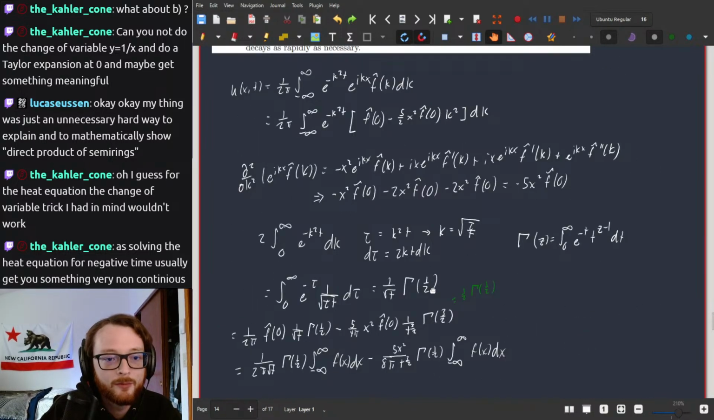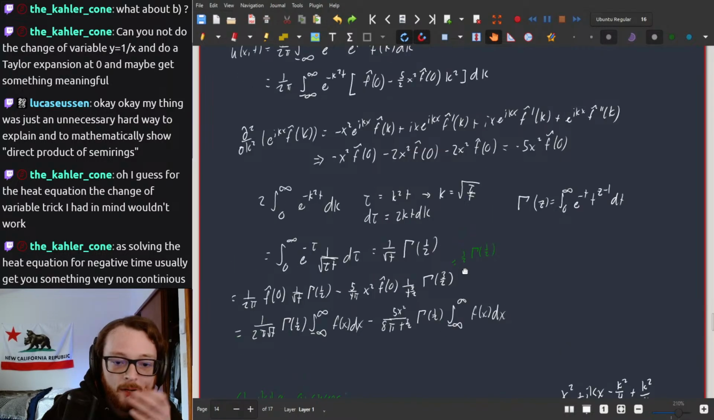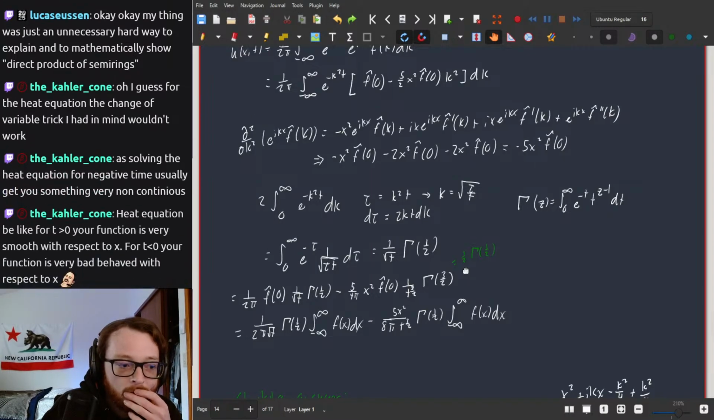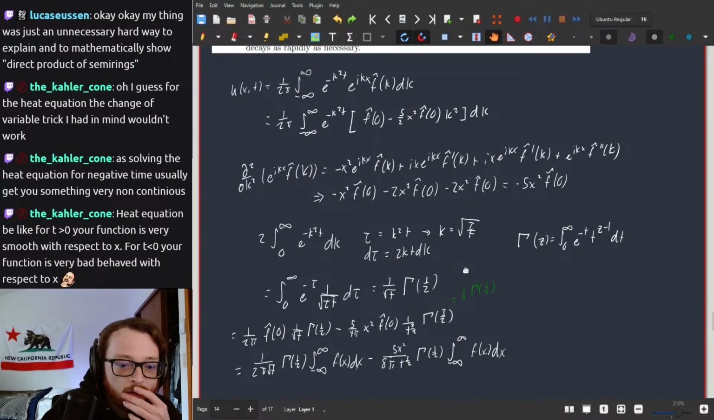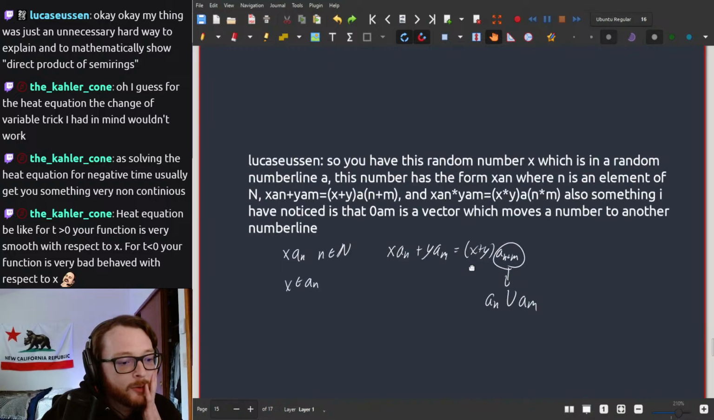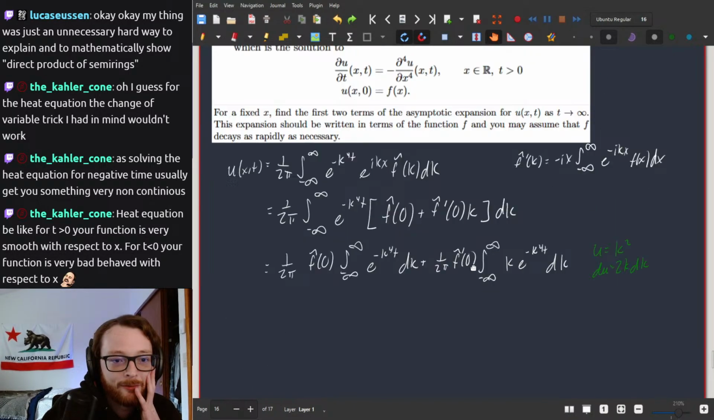So wait, what did I do? Huh. Am I gonna get a different gamma? Is that the only difference? So how did I work out what the second term is? I don't even see my work for that. For t greater than 0, the function is very smooth. For t less than 0, really? I've never even heard of doing it with negative time.